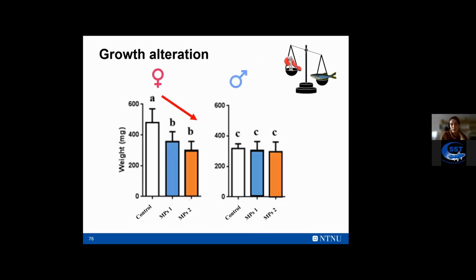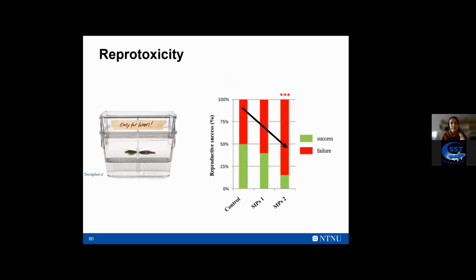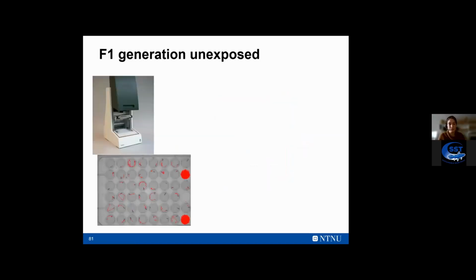So we saw some growth alterations. So here are the microplastics. We exposed some fish to different types of microplastic that we collected. And we saw for the females that the weight really decreased when the fish were exposed to microplastic. And for the reprotoxicity, we saw that normally the fish are spawning quite well. So when we put one male and one female together, we can get eggs almost every time. And it really decreased when we exposed the fish to microplastic. So microplastic really had an impact on the reproduction of the fish.